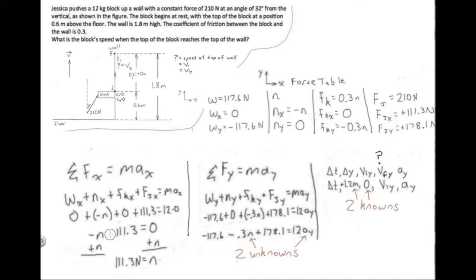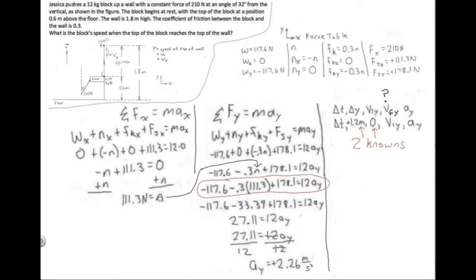In order to solve this equation for n, we need to separate these 2 terms. I think that most students would probably begin that process by moving this term to the right of the equation, and that would be perfectly fine. But it's a little bit more efficient to move this term to the right side of the equation by adding n to both sides. That's a little bit more efficient because that also allows us to get rid of this negative sign at the same time. Our result is that n equals 111.3 newtons.